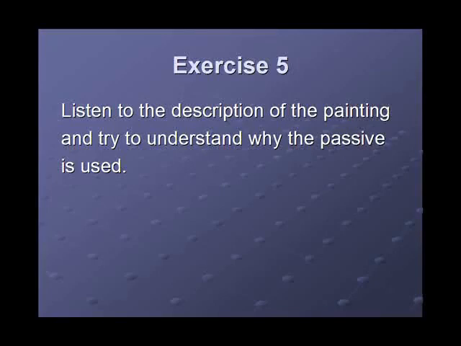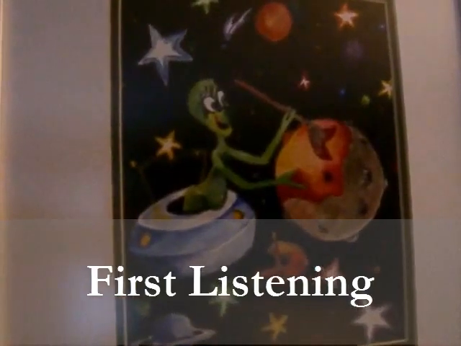Exercise 5. We're almost at the end of our lesson, so this is a short exercise to pull it all together. Listen to the description of the painting and try to understand why the passive is used. This is a watercolor. I love this painting. It was made by a student of mine, a very young student, in Russia. I had written some children's stories and I asked her to illustrate them. And to this day, this watercolor remains one of my favorites.